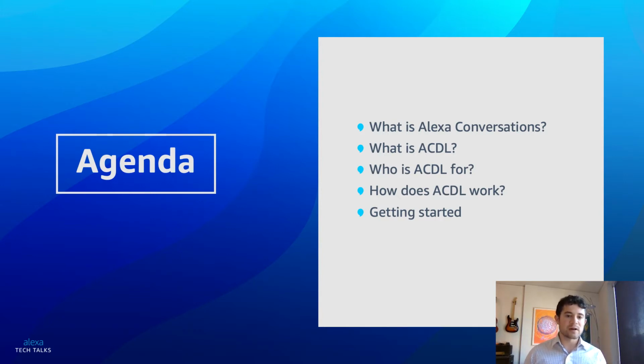The third section is who is ACDL for. This is not just about which developers ACDL is for. It's also about what kinds of skill use cases are best for ACDL. Fourth, we'll talk about how ACDL actually works. In this section, we'll get into some of the meat of the core keywords in the language and how they work together to build skills. In the 5th section, how to get started, we'll provide a few different ways for you to get your hands on ACDL for yourself and start learning more.